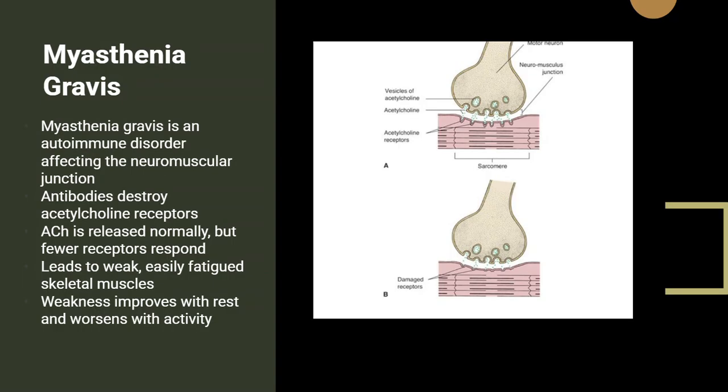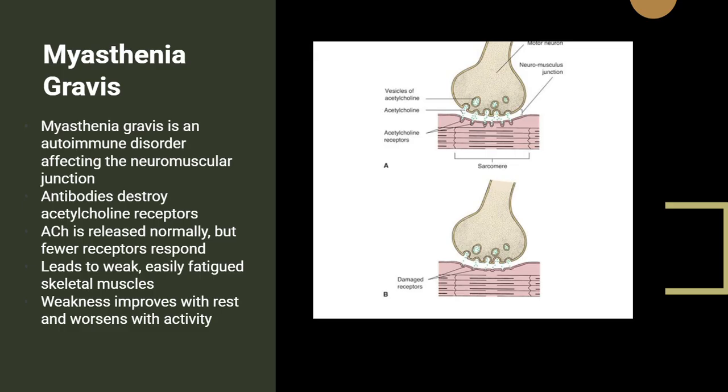works. Under normal conditions, a motor neuron releases acetylcholine, or ACh, into the neuromuscular junction. Acetylcholine travels across the small gap between the nerve ending and the muscle fiber, where it binds to acetylcholine receptors on the muscle. When enough receptors are activated, the muscle contracts. This process allows us to speak, chew, breathe, swallow, and move our arms and legs.